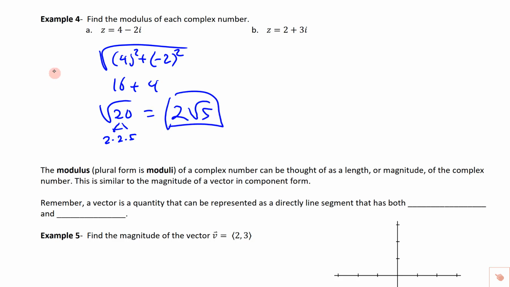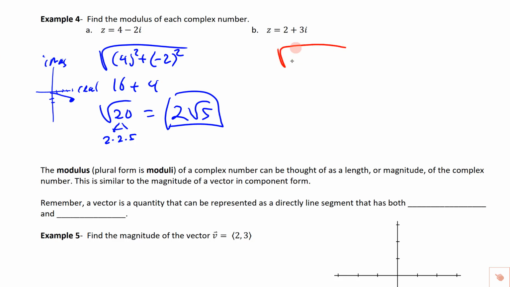No need to picture this. I suppose if you wanted to, there's nothing really special about the relationship here. 1, 2, 3, 4, and then down 2, so it would look like this. This is the complex number that we're talking about on the complex plane. But again, no need to actually draw that. We're just interested in what the modulus is. So we've got that, and we'll take a look at the next one.